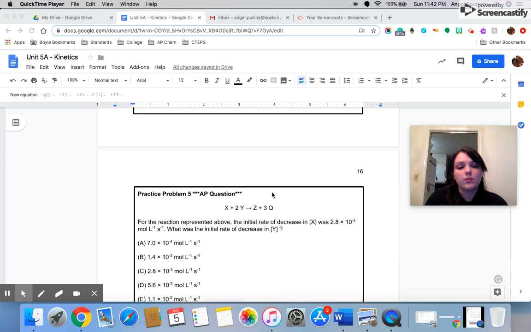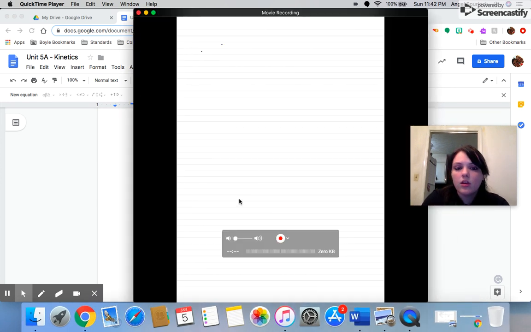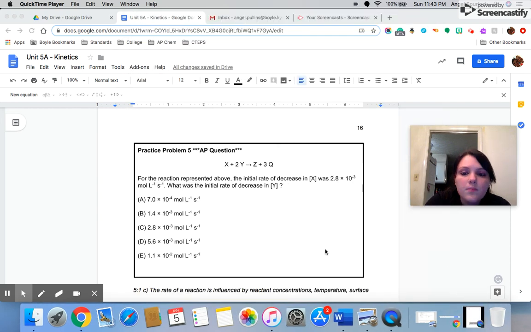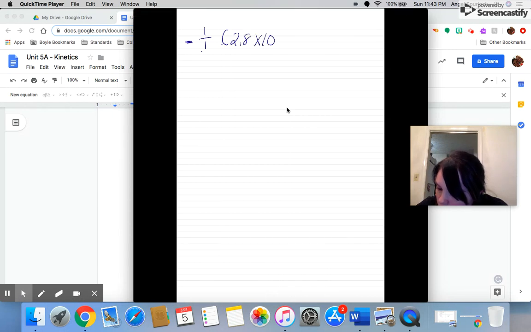Let's take a look at question number 5. For the reaction represented above, the initial rate of decrease in X was 2.8 times 10 to the negative third. What was the initial rate of decrease in Y? And so this is basically the same problem, okay? It's the same problem, but with a different equation. So we have, let's see, the rate of decrease is negative 1 over 1 because the stoichiometric coefficient in front of X was 1. And it's going to be multiplied by 2.8 times 10 to the negative third.